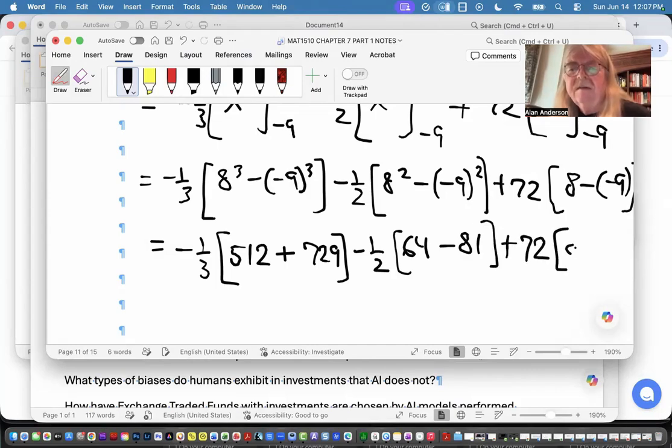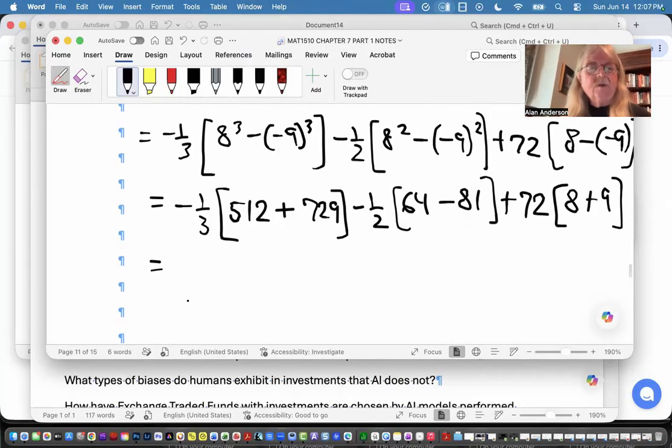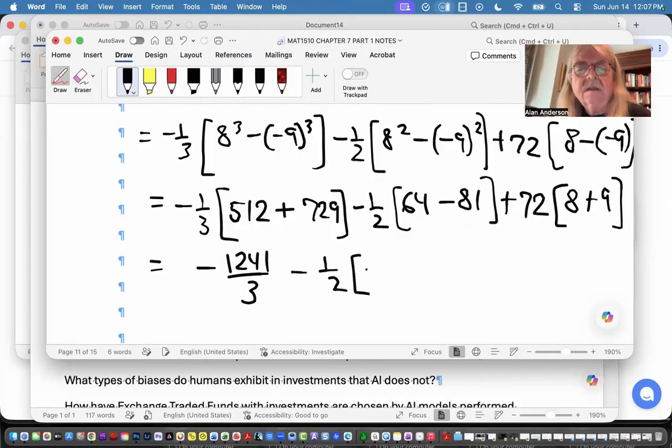And then we have 8 plus 9. And let's see, what is this? So 512 plus 729 is 1241. So we have negative 1241 thirds. Then here we have negative a half times negative 17. And then here we have positive 72 times 17.